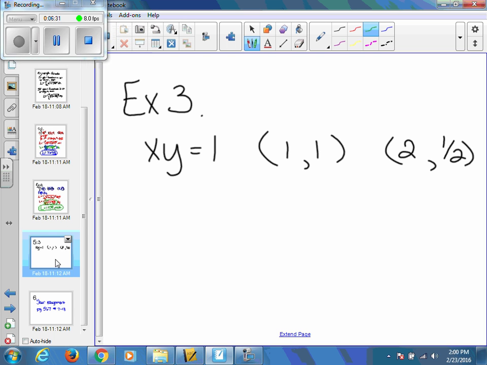So in example 3, I'm given a function, xy equals 1. And we're asked to find the arc length from (1, 1) to (2, 1/2). In this case, we can solve this function for either x or y. I think that it's easier to have functions in terms of y equals, that's the function we typically deal with. So we're going to solve this for y. Divide both sides by x. So y equals 1 over x, which can also be rewritten as x to the negative 1.